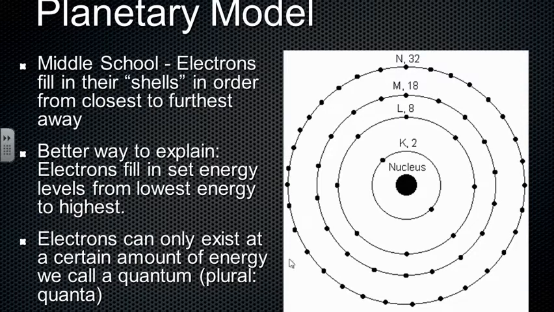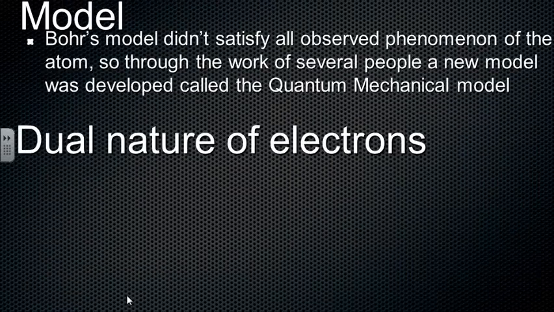Okay, so in these set energy levels, or these set amounts of energy, this is called a quanta or quantum, which in plural is quanta. So this is a really key vocab word. It's that electrons can exist with this certain amount of energy. Okay, we will be able to calculate that energy as well. So Bohr's model worked for hydrogen, it didn't work for some other models.